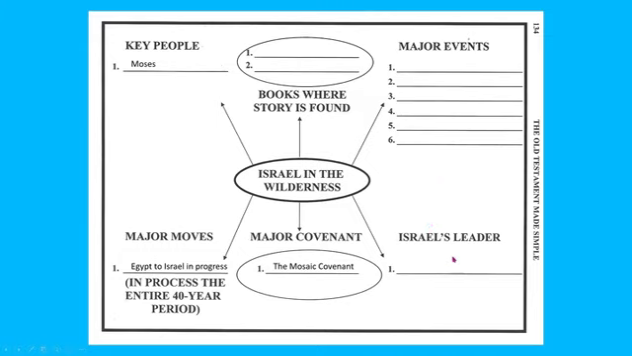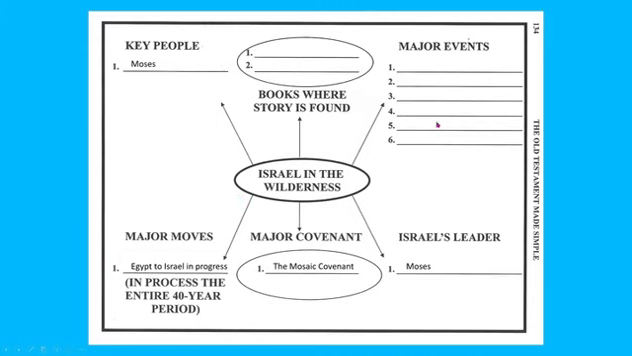Israel had one main leader during this period of time. Now, this starts us into what we call the tribal period of time. As tribes, they would have a leader over the 12 tribes. Well, during this period of time, the leader is Moses. And Moses leads the children of Israel through the wilderness.